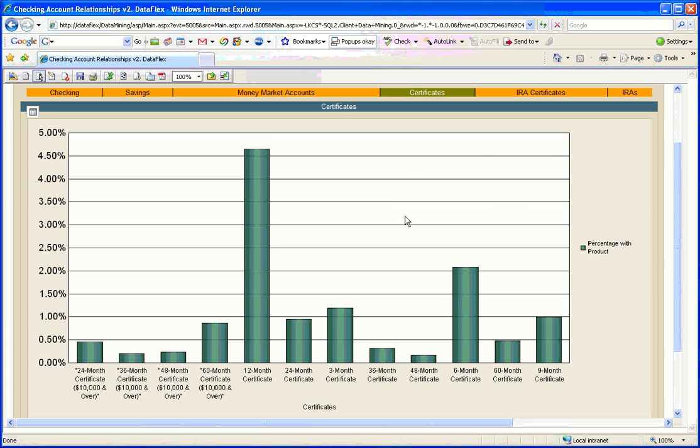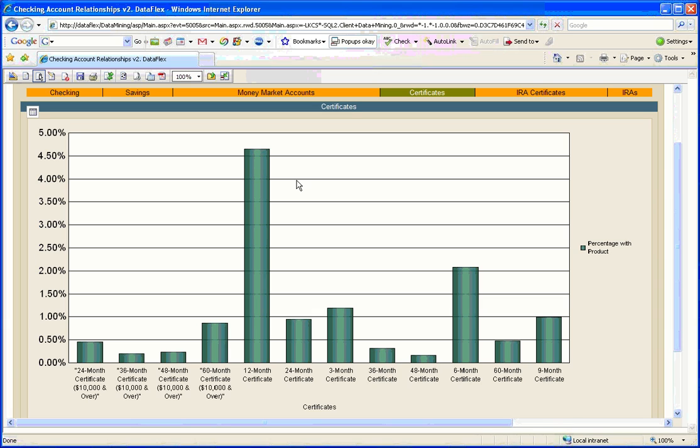You'll notice in the certificates that I can see that 4.65% of members with checking also have a 12-month certificate, which you can see is more than twice as high as the next nearest certificate. This may be an indication that you should market 12-month certificates to other members with checking accounts.